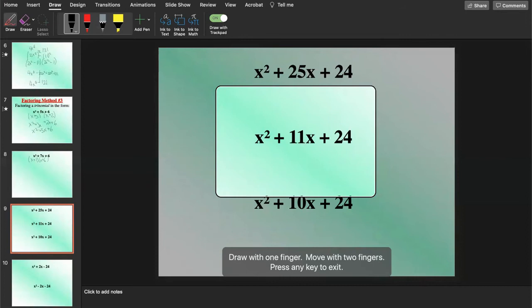3 plus 8 is 11, right? And once again, we got these positive numbers going for us, and we can write it out, right? Immediately, x plus 3, x plus 8, boom, we've got this factored out perfectly.